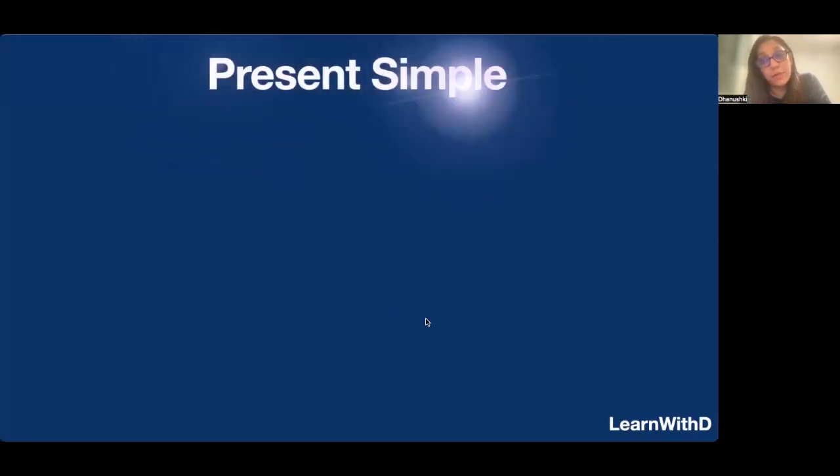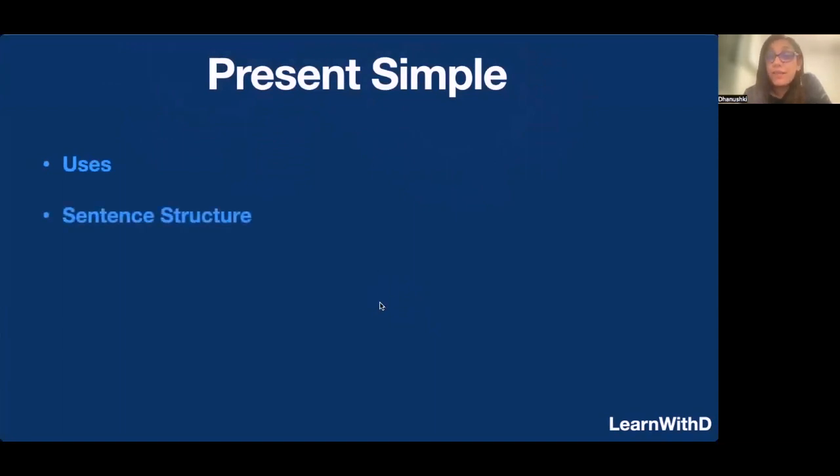So today we are going to learn about the present simple. First we're going to look at the uses: when do we use the present simple? And then the sentence structure: how do we write the sentence in present simple? And then of course practice, because practice makes perfect, right? Okay, so let's look at the uses.